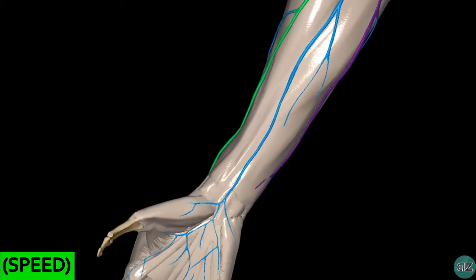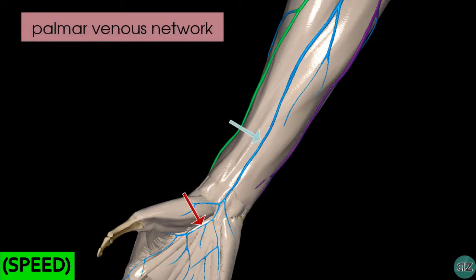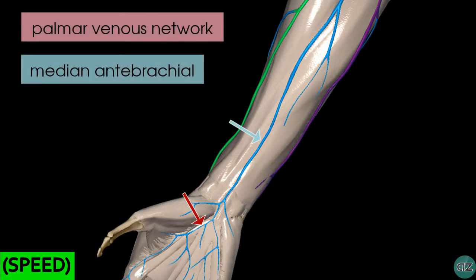So if we look distally again, we can see this venous network on the palm of the hand. This is the palmar venous network, and it's drained by this vein which runs down the midline of the forearm. This is the median antebrachial vein. So median, middle, anti, in front of, brachial referring to the arm. So it's the median antebrachial vein.